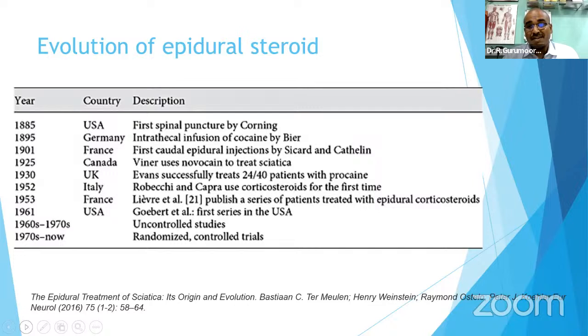So Sicard used more volume and Cathelin used less volume. Sicard got good results, and Cathelin didn't get such good results for sciatica. But that's not the main point. The thing is, it took almost 20 to 30 years for the epidural steroid procedure to start, because Sicard became a radiologist and Cathelin became a surgeon.